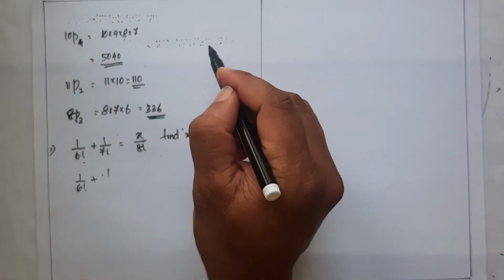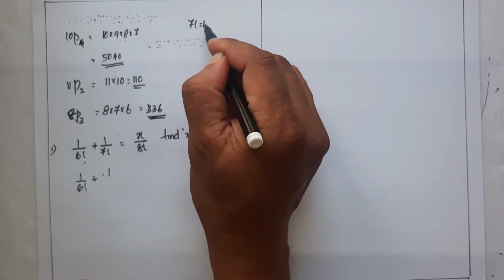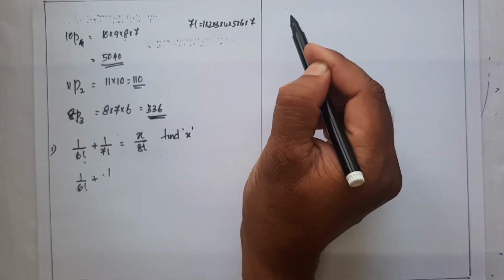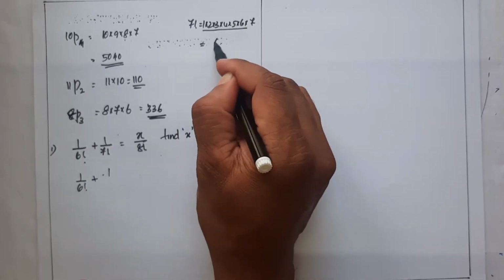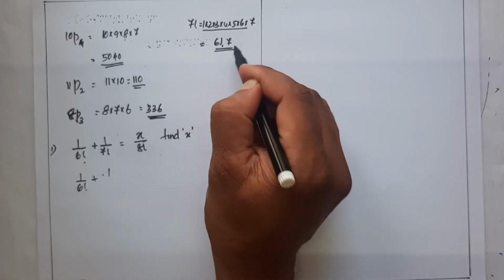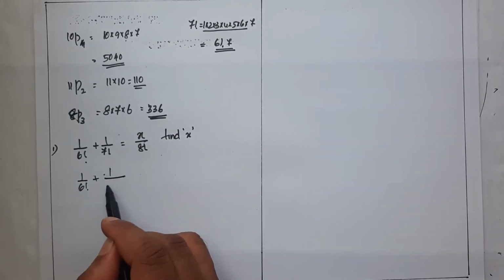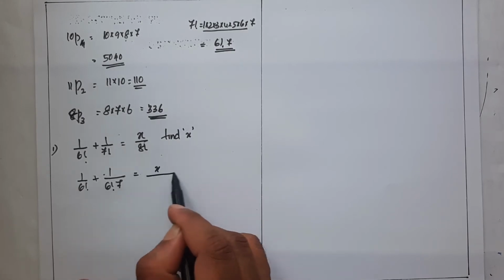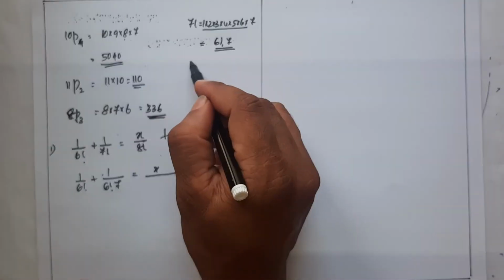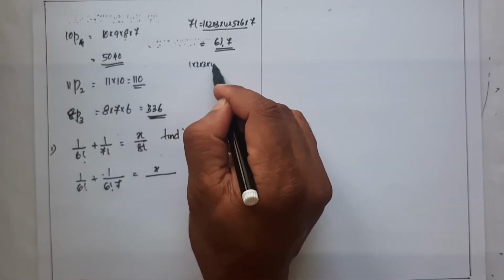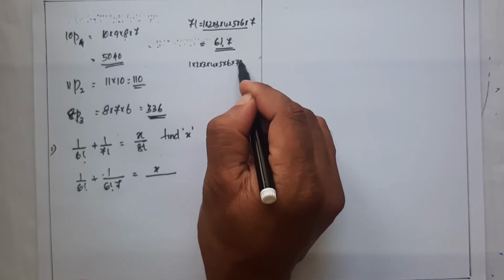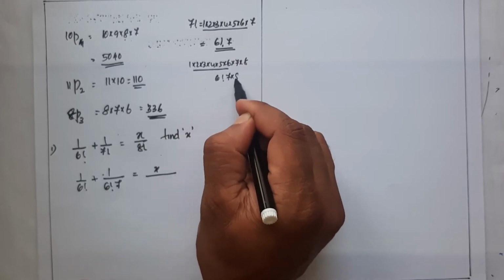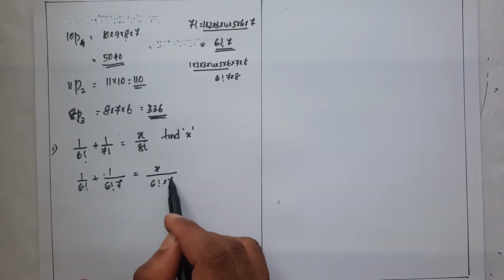Here 7 factorial means 1 into 2 into 3 into 4 into 5 into 6 into 7. This can be written as 6 factorial into 7 also. Okay, so here 7 factorial can be written as 6 factorial into 7. Here 8 factorial is 1 into 2 into 3 up to 8, which is written as 6 factorial into 7 into 8.